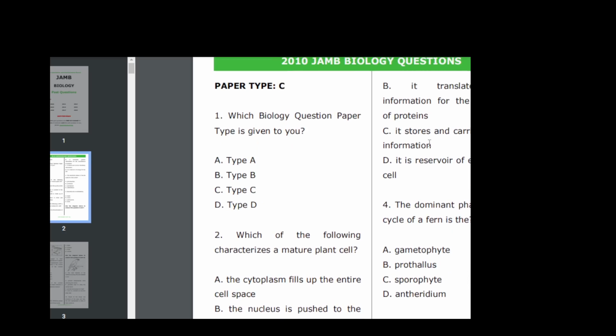B says it translates genetic information for the manufacture of proteins. Yes, the genetic information is embedded inside the DNA of the cell. So it is responsible for this as well. It's responsible for translating the genetic information for the manufacture of protein. This genetic information is what we have in the DNA. The DNA is also what we refer to as what?